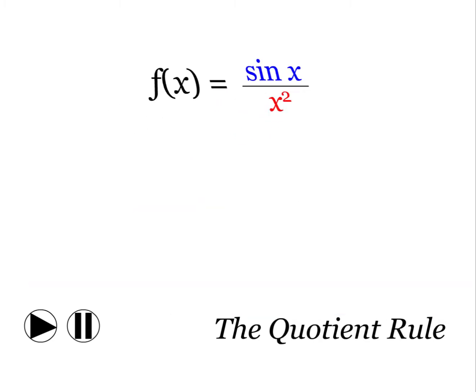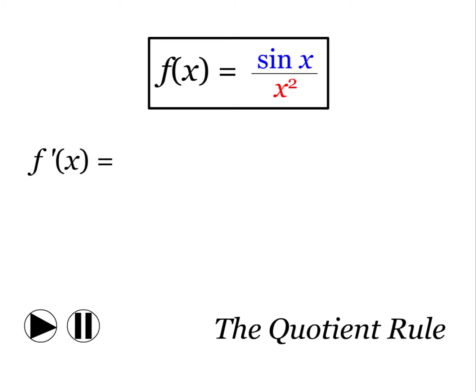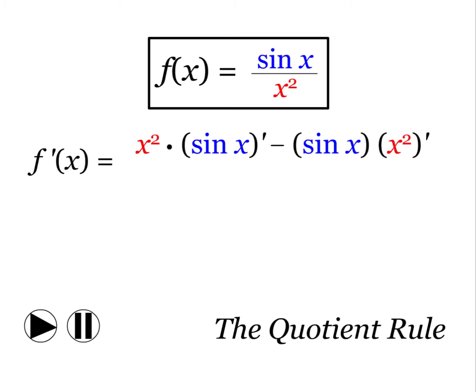The derivative, f prime of x, will be equal to the bottom of the fraction left alone times the derivative of the top of the fraction, minus the top of the fraction left alone times the derivative of the bottom of the fraction. And we're going to divide that entire quantity by the bottom of the fraction squared. So what does that mean?